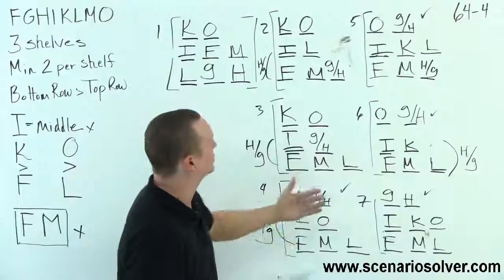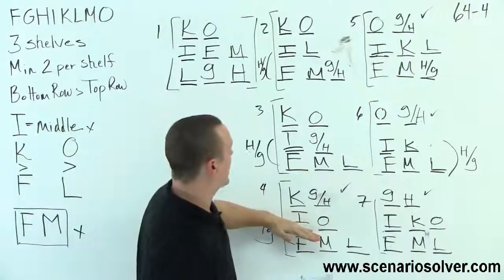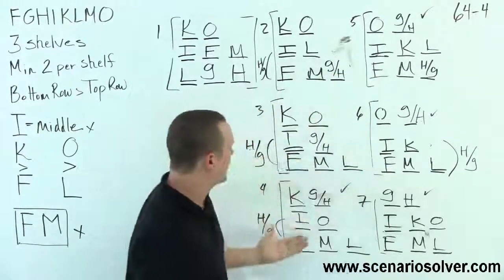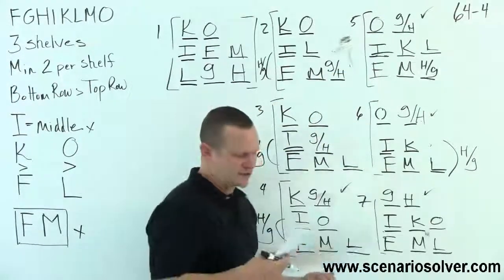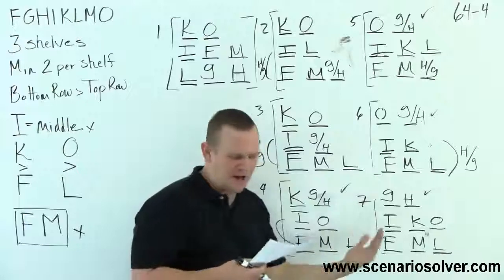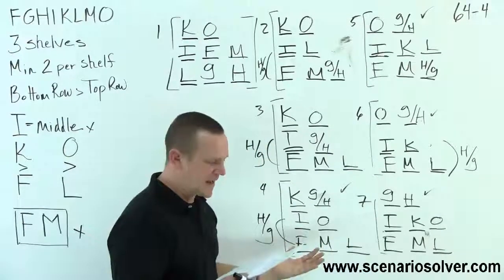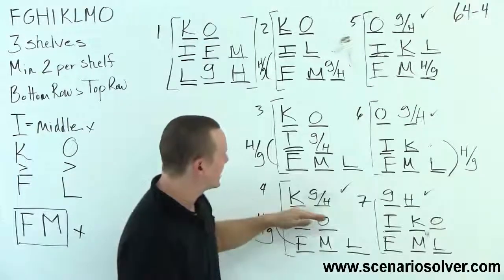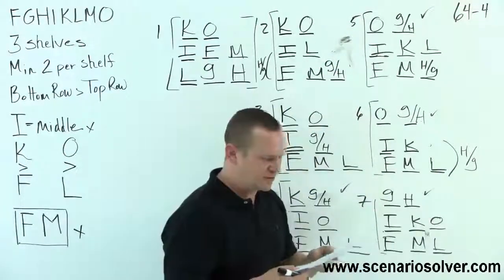Well, let's just take a cursory look. We know I has got to be placed. So it's IKO or IKL, some derivation of that. Okay, we have I's on every one of them. But if you look at A, we don't have an H on the middle shelf, so A falls out. Do we have just an IL? We do not. So B falls out.